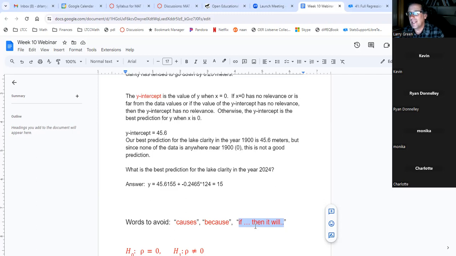Does that mean that if I went and dyed my hair gray, it's going to make me a lot older? No, that is not going to cause me to become old. It might cause me to look old, but it won't cause me to be old. Do you see? So that's an example where there's definitely not causation.